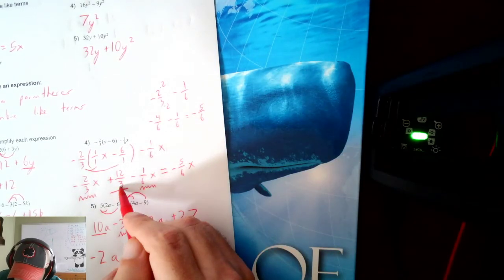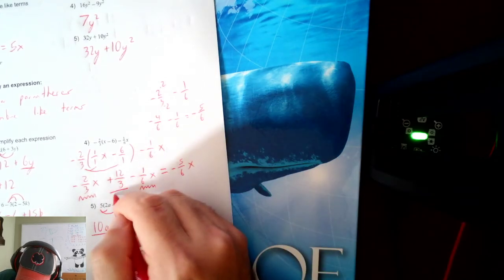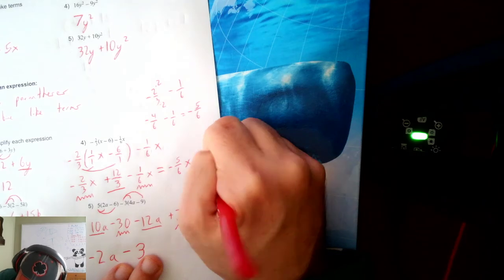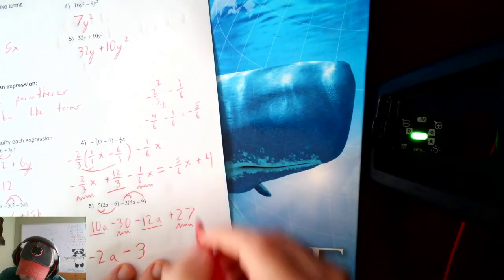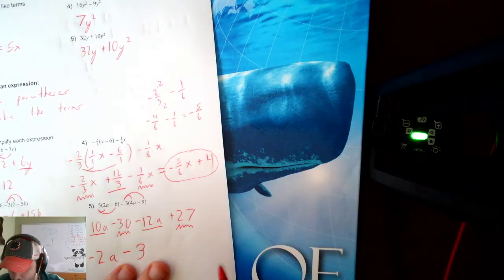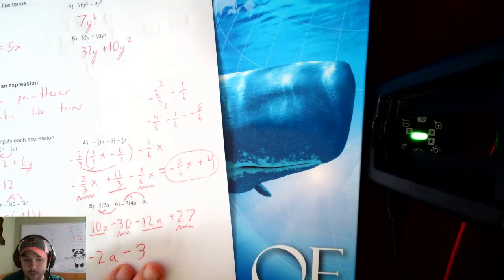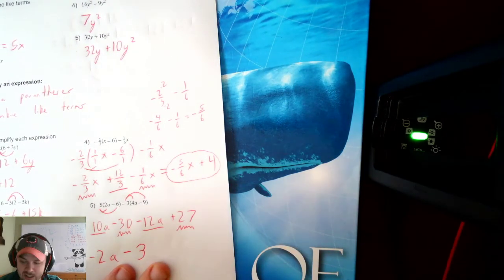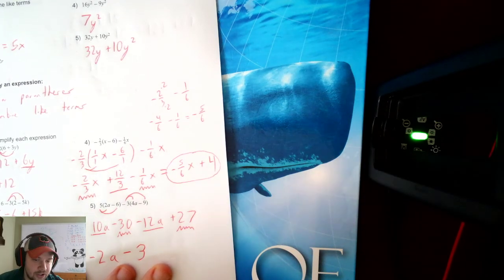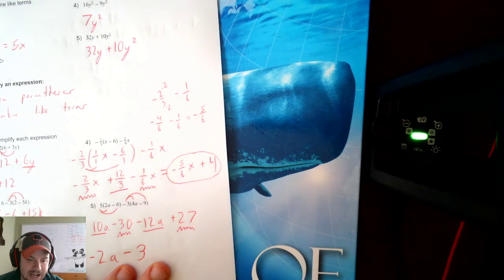Then I got to do 12 over 3. Does this reduce at all? 12 over 3? Yeah, that becomes plain old 4, right? 12 divides evenly by 3 to give me 4. So I get negative 5/6 x plus 4. Notice we had to be a little carefuler with that one. We had fractions in the mix. We had to be cautious, right? Always make sure you're being careful with fractions and following the fraction rules, right?